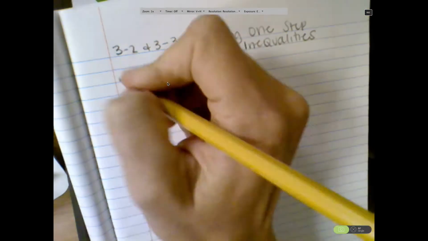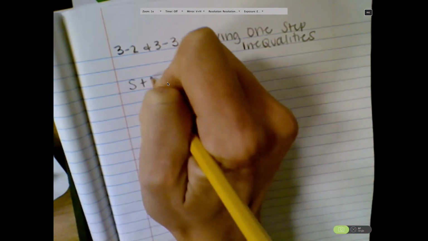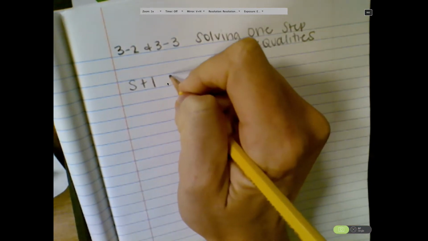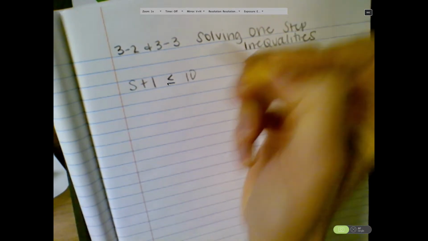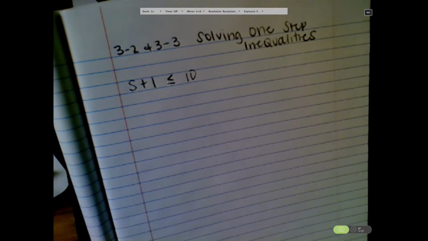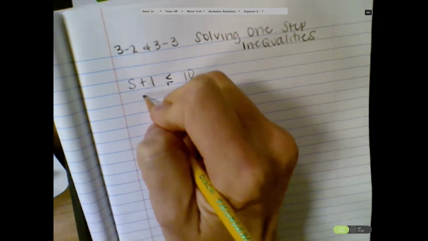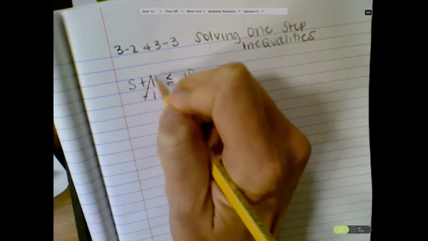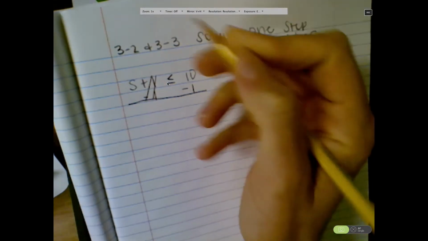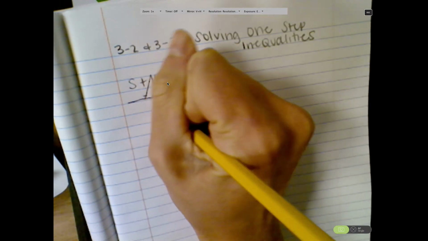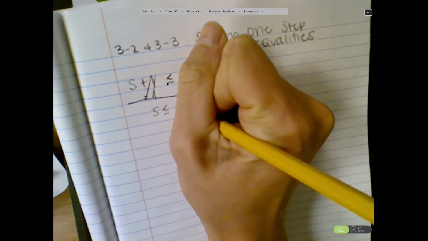For example, if you have s plus 1 is less than or equal to 10, you're going to solve this in the exact same way you would if it said s plus 1 equals 10. The difference just comes in your solutions. To solve for s, what would you do? Good. Take away 1 from both sides. So your solution is that s is less than or equal to 9.